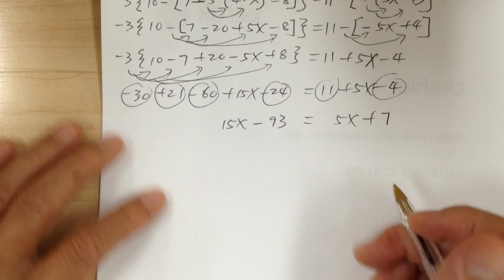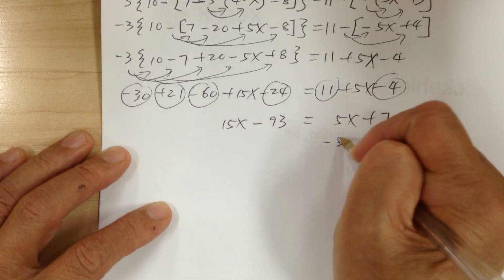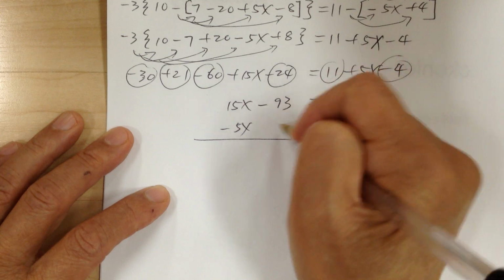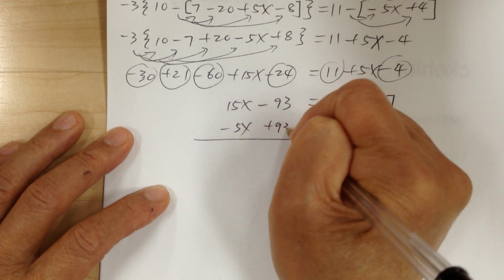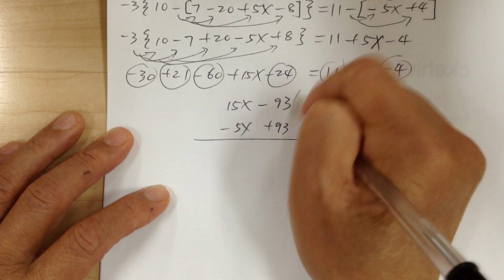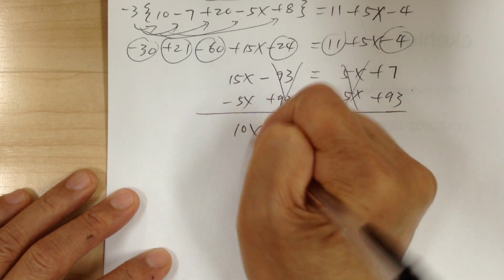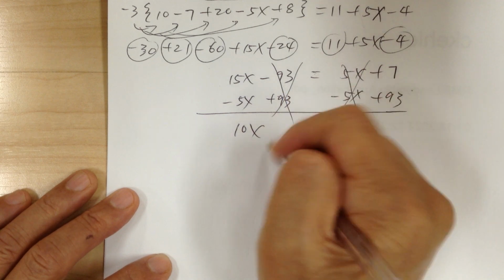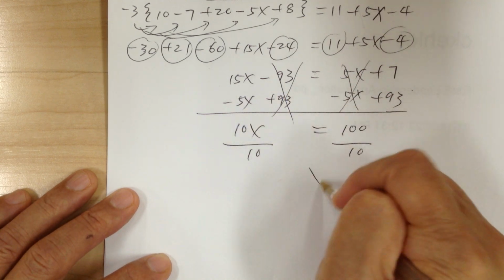So now I'm going to move the variable over, so minus 5x on both sides, so that this will cancel out. And I'm going to move this over, so plus 93 on both sides, so that this will cancel out. So I got 10x equal to 100. And divide both sides by 10. So x equal to 10.